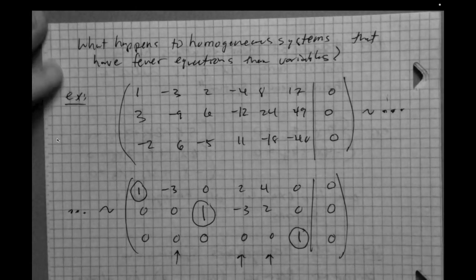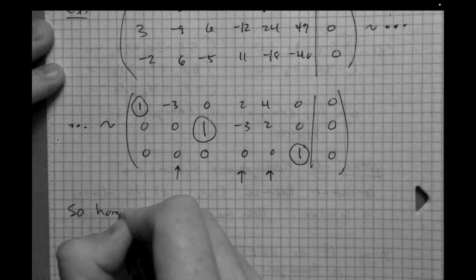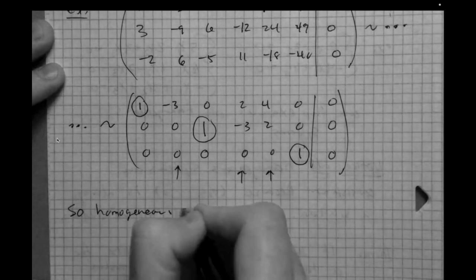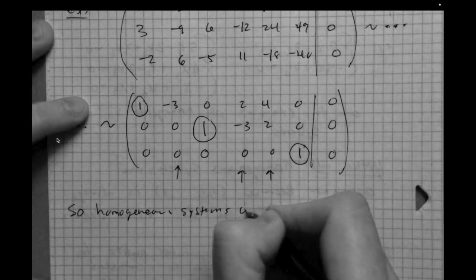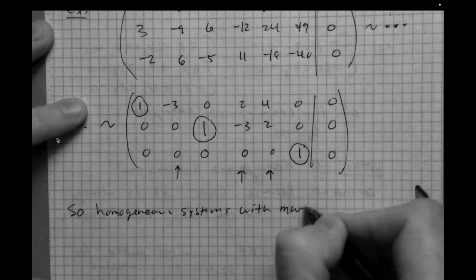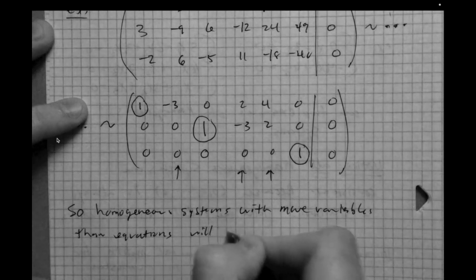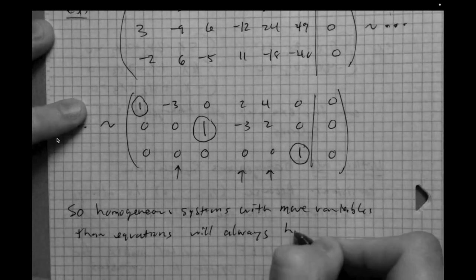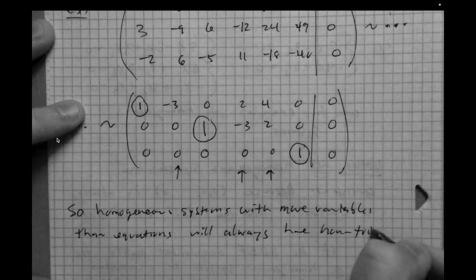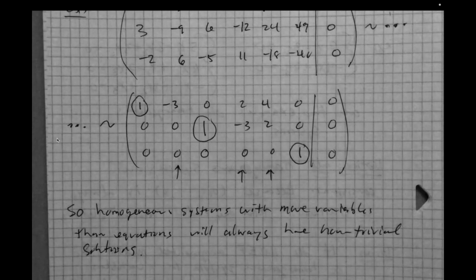So to answer this question, homogeneous systems with more variables than equations will always have non-trivial solutions. Okay. Very good.